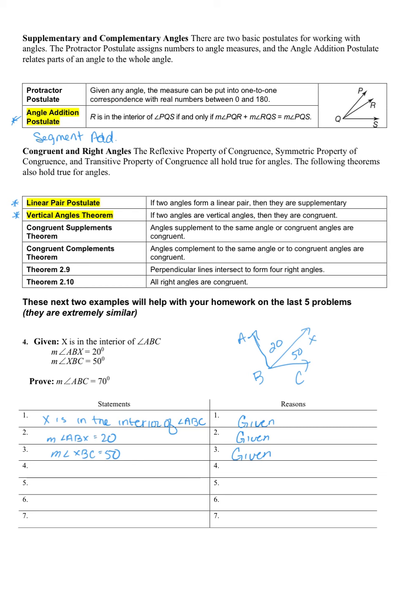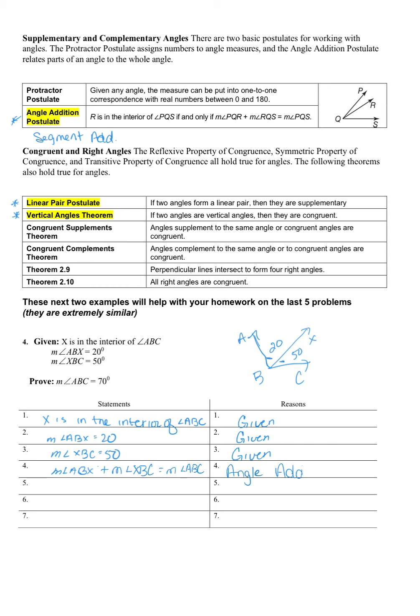So the next step says, are there any vocabulary words? And the only thing we've got is "in the interior." So that's not really a vocabulary word. And the next thing says, can we use segment addition or angle addition? Well, I know this is angles. I know that the whole thing is supposed to give me 70, which means they are adding them together. So we're going to write this little piece plus this little piece equals the whole thing. So the measure of angle ABX plus the measure of angle XBC has to equal the measure of angle ABC, the whole thing. And that is the angle addition postulate.